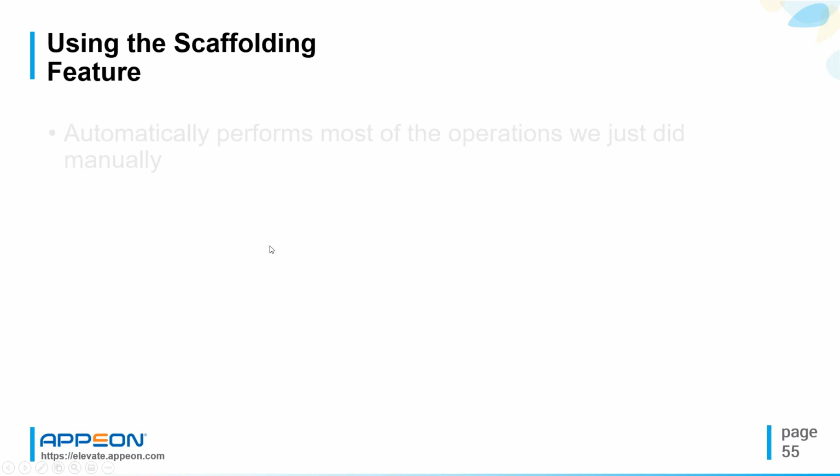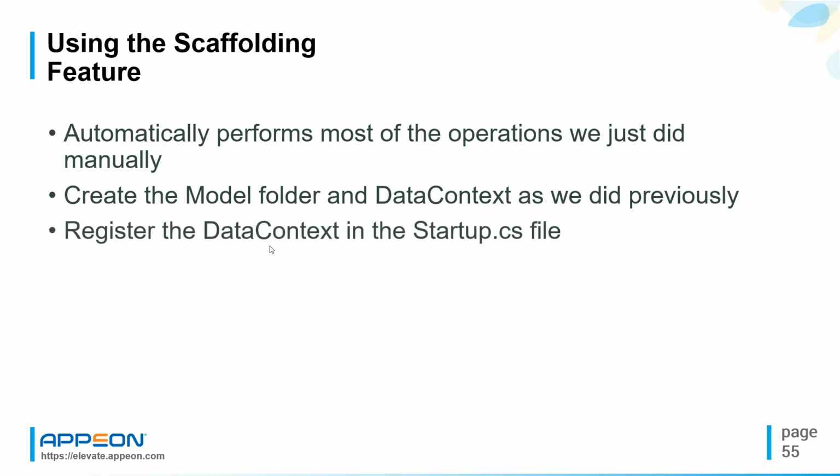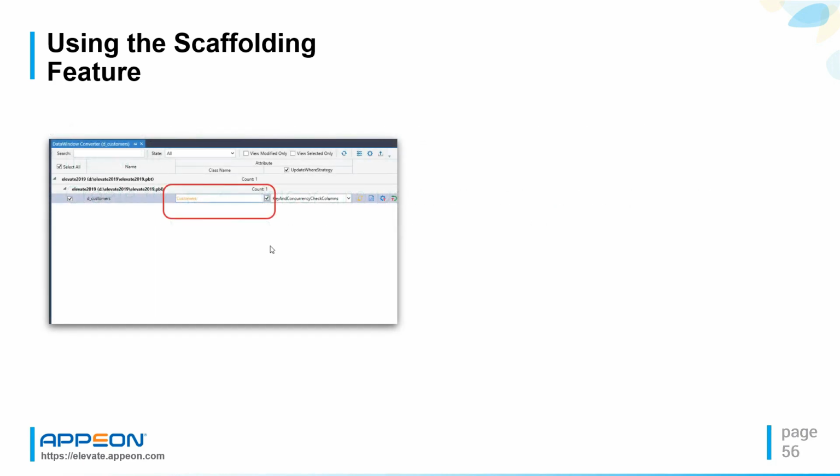So this is using the scaffolding feature. Basically it's going to do pretty much automatically everything I just did manually. There's a few pieces we still have to do. We have to create the data context. We have to register that in the startup.cs file. We have to create the data model. We can generate the service controller from the data model though, and then once we're done with that, we still have to register that in the service by editing the startup.cs file again. But a big chunk of the work is taken care of for us.